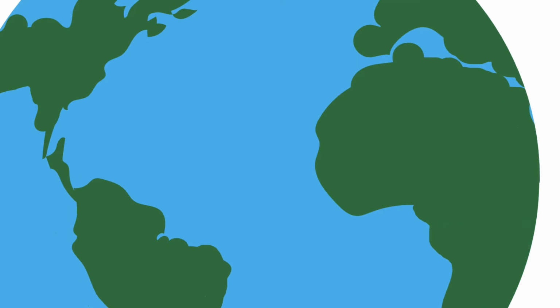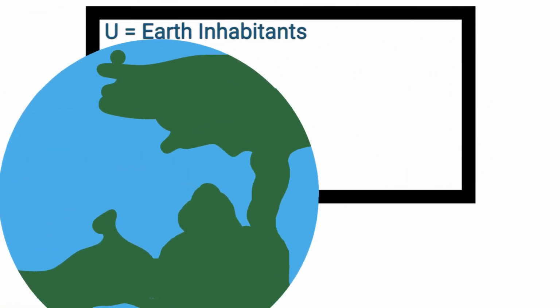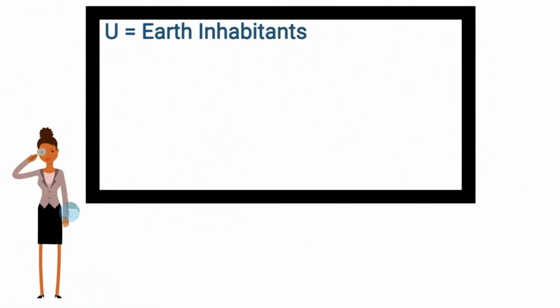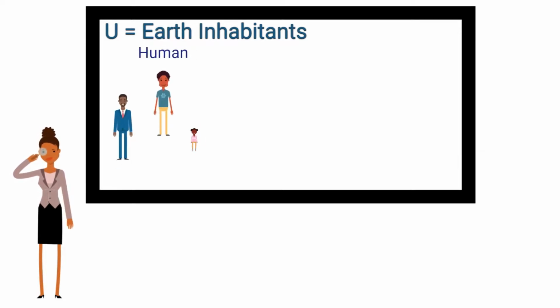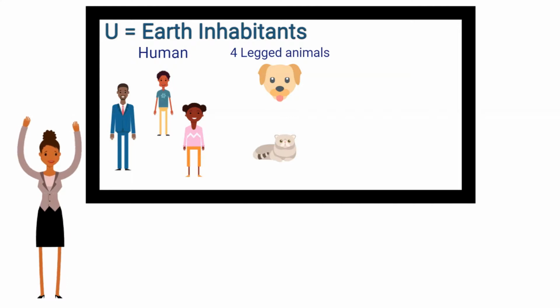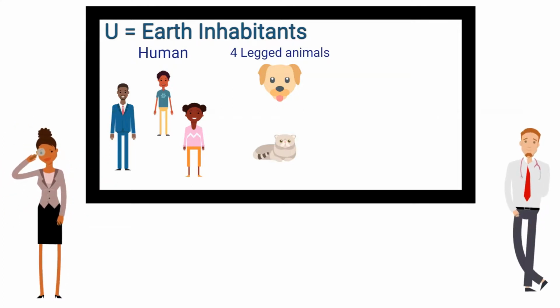For instance, let's say Miss Jane Doe defines the universal set. The set contains all the inhabitants on Earth. Her definition of inhabitants may only include people and four-legged animals like dogs and cats. But to Mr. John Doe, inhabitants may also include birds and reptiles.